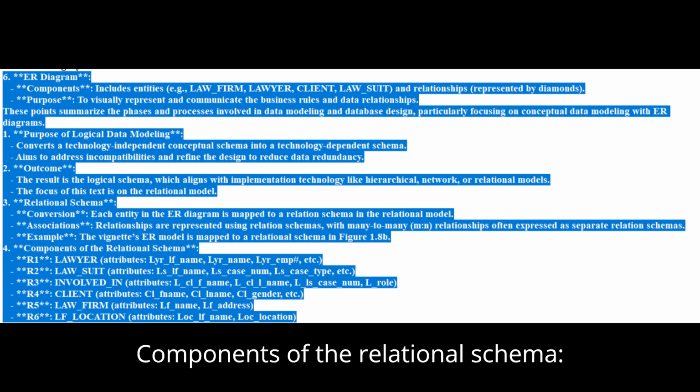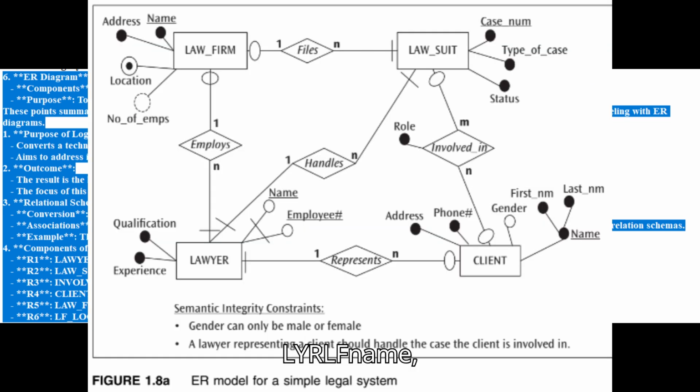4. Components of the relational schema are: 1. Lawyer. Attributes: lyr_lf_name, lyr_name, lyr_emp#, etc. 2. Law_suit. Attributes: ls_lf_name, ls_case_number, ls_case_type, etc.